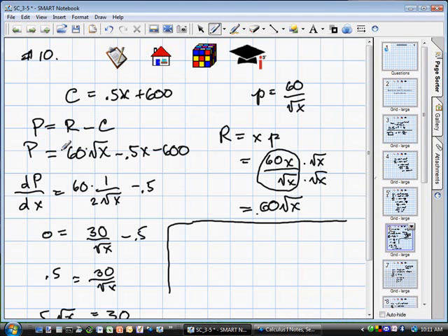So now I have to do this line. I have to find the profit. I take the revenue, which is this right here, and from it I subtract the cost. Do you see why I have minus signs in both locations? Minus 0.5x, minus 600. Okay, and then finally, I want to maximize profit, so now we take the derivative. That's what I'm doing on this line.